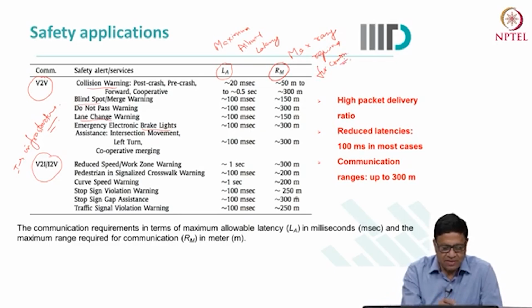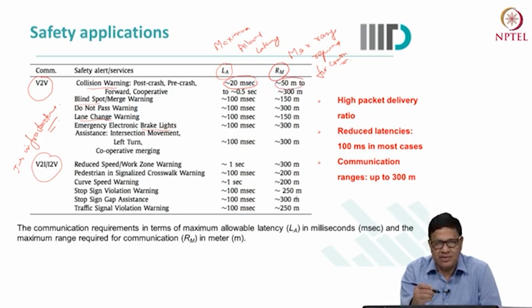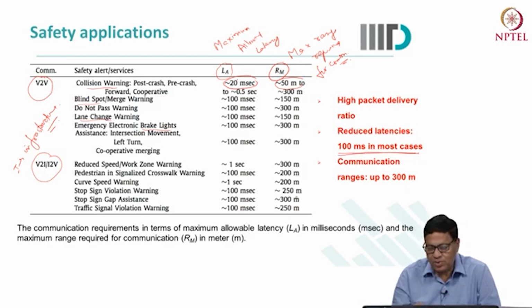So for example, take an example, collision warning. For example, you require an allowed latency of the order of 20 millisecond. And within 50 meters of distance, you should be able to communicate to avoid this collision. So if you see this table for different safety alerts or services, you require on an average latency of 100 millisecond in most cases, but there are exceptions where you require even lower latency, 20 millisecond. And the range is of the order of 300 meters. So you should be able to communicate at a distance of 300 meters from one vehicle to another vehicle.